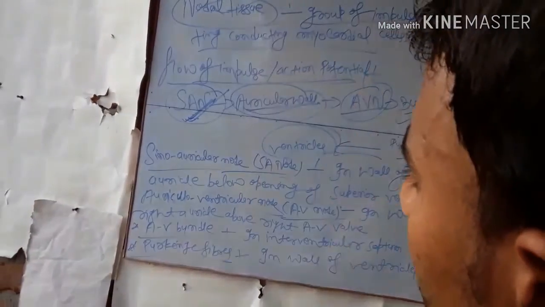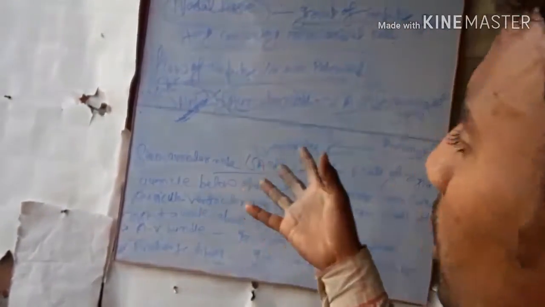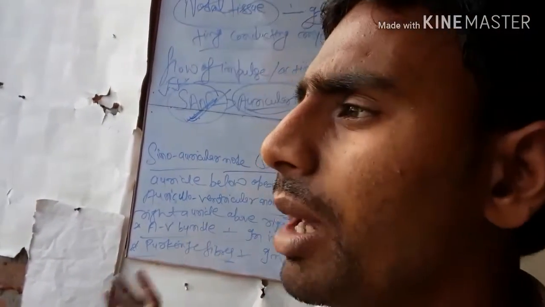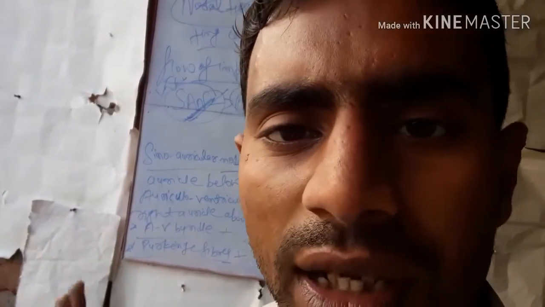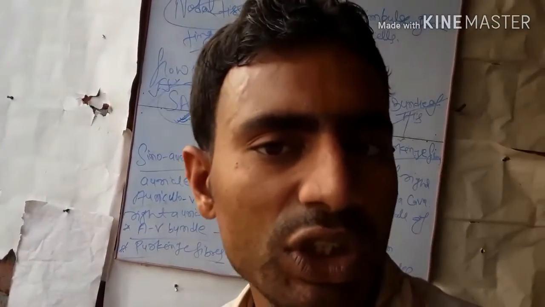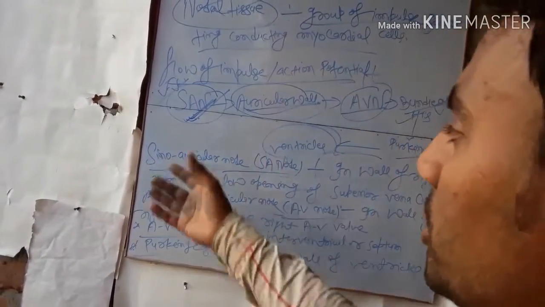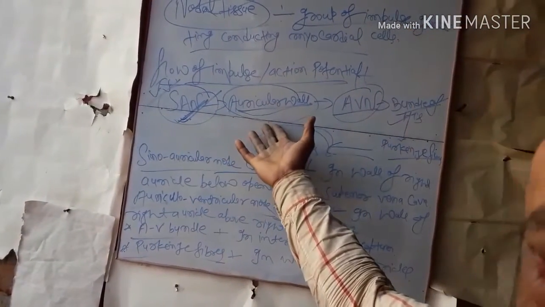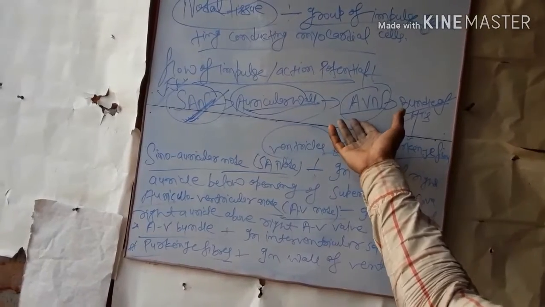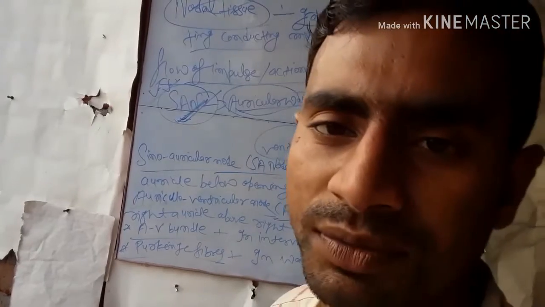This is very, very important. This question will be asked to medical students. It is asked in NEET and AIIMS. So you should never forget the flow of impulse and action potential: first SAN, then the auricular wall, then the auricular ventricular node, then the bundle of His, then the Purkinje fibers, then the ventricles.